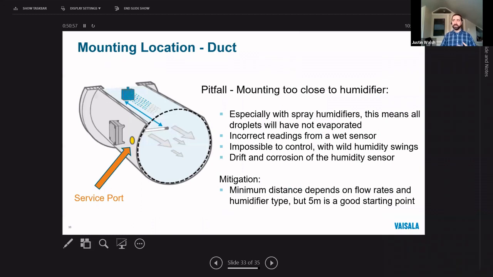In duct installations, location is also key. Problems arise from mounting sensors where condensation can occur naturally, like in attic ducts in the humid south, to places where humidity is generated intentionally, like the image I have here. It may be easy to mount a humidity sensor near the humidifier, but we need at least 5 meters of distance between these two to ensure that the water droplets have sufficiently evaporated before they reach the sensor.